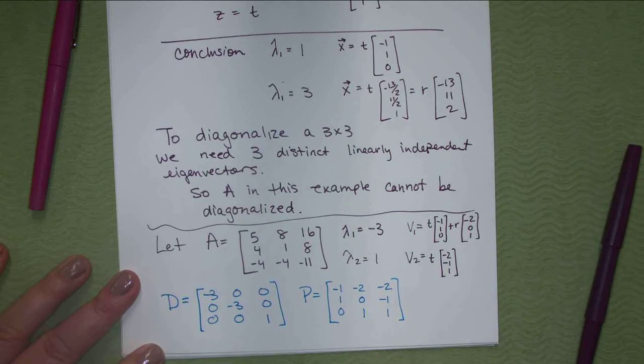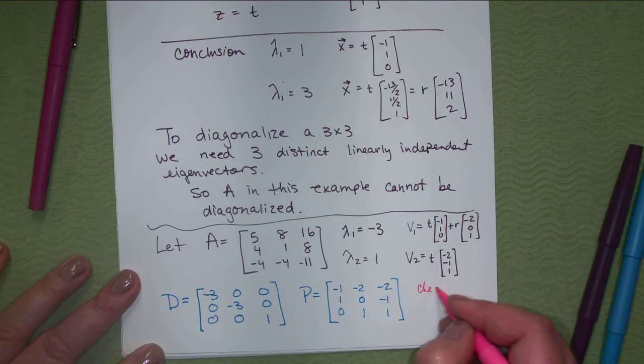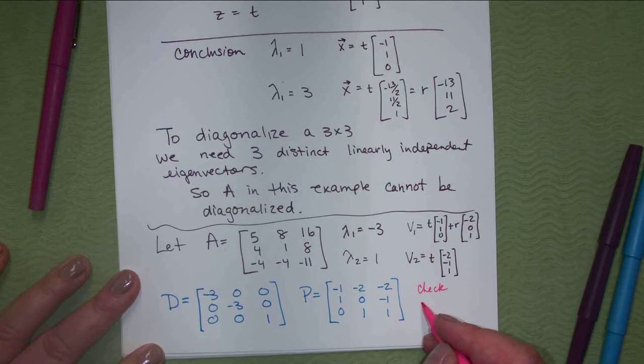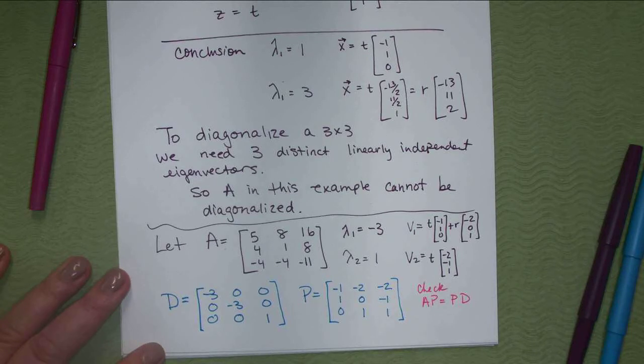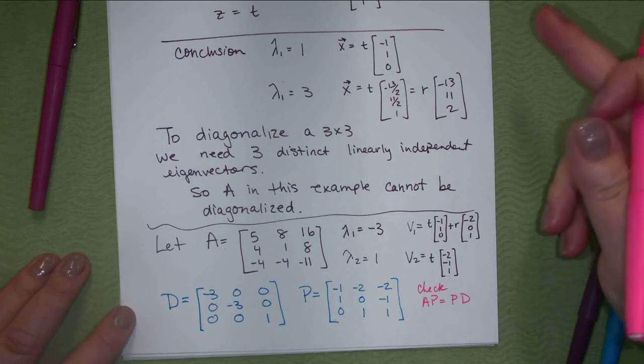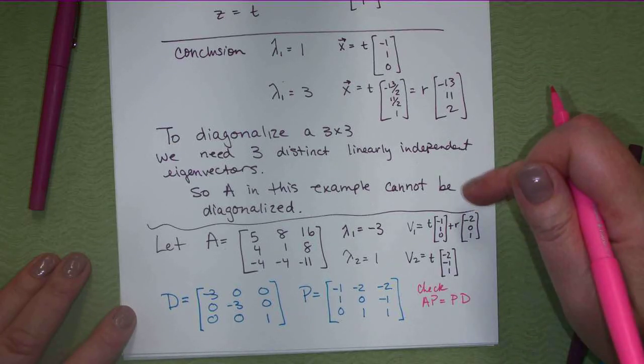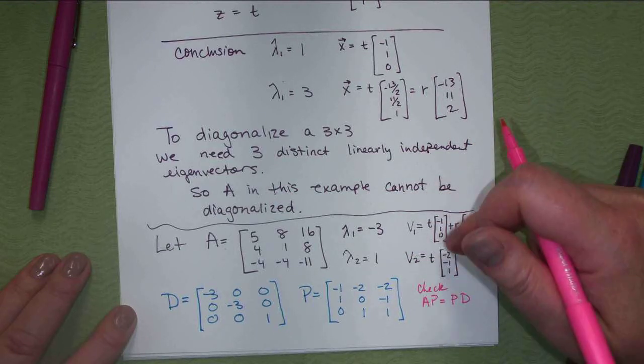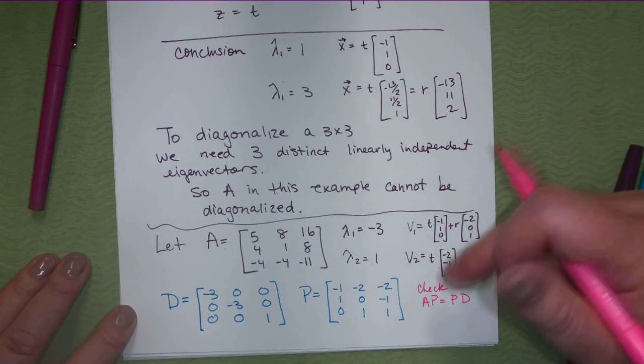And how would you check? AP equals PD. Multiply A times P and P times D, and you should get the same answer. All right. So what we're going to do next class is take things that we can diagonalize and learn how to figure out powers using these. Okay, so that'll be next class.